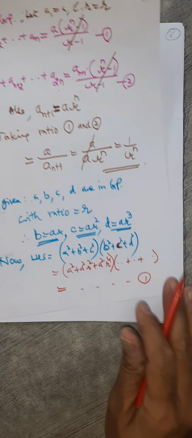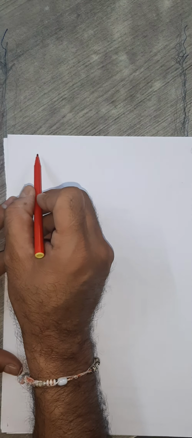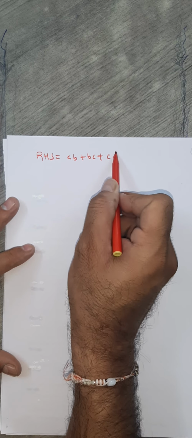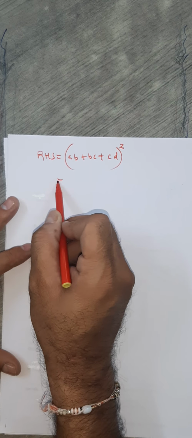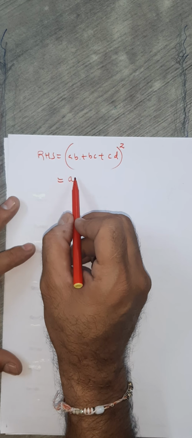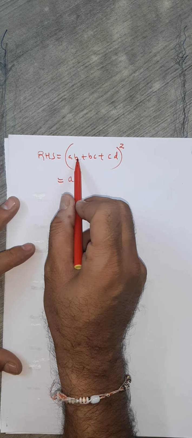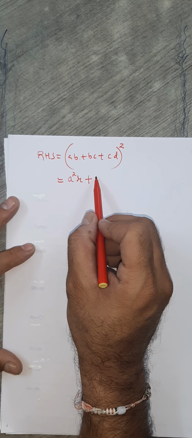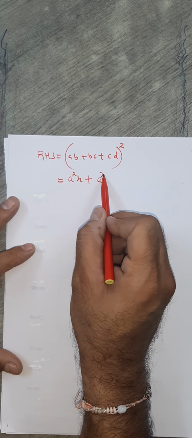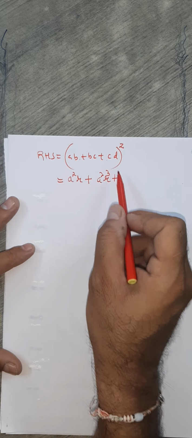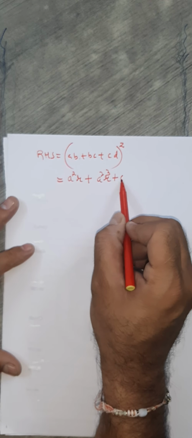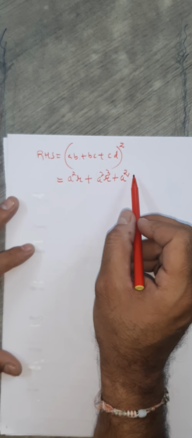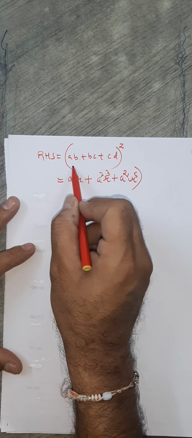Same way you go to RHS. What is RHS? That is (ab plus bc plus cd) the whole square. Put the values of a and b. A I'll keep as it is. What is b? That is ar. So a square r. What is bc? Just take the product of b and c, it is a square r cube. What is cd? That is again a square, taking product of c and d here, that is a square r raised to 5. The whole square, sorry.